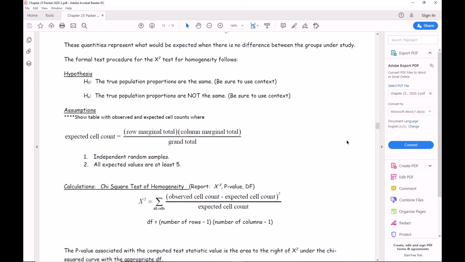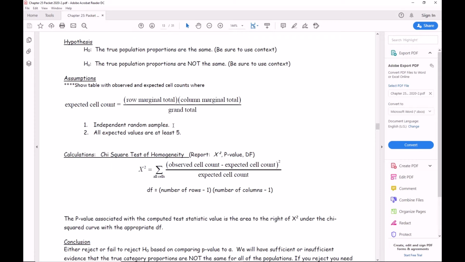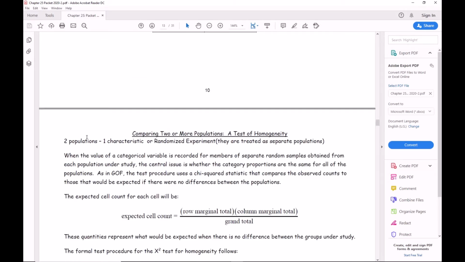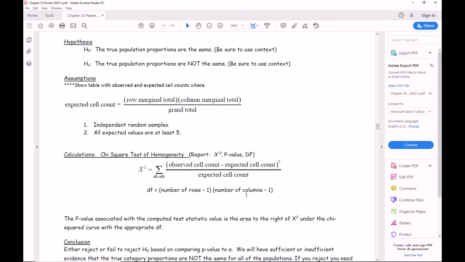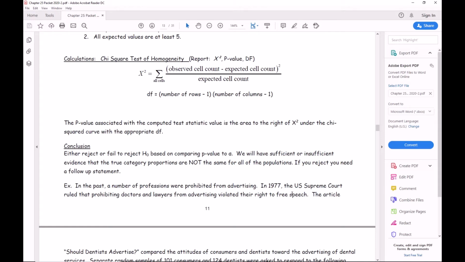This is your write-up for a chi-square test of homogeneity. Remember, we just needed random samples. Don't worry about independence. All expected values are at least 5, and populations are 10 times the sample sizes. Remember, you have multiple populations here, so you need plural. And you need to know how to calculate your degrees of freedom. Remember, it's number of rows minus 1 times number of columns minus 1. Otherwise, you're going to get a chi-square, a p-value, degrees of freedom, and you reject or fail to reject based on comparing to alpha or strength of evidence.